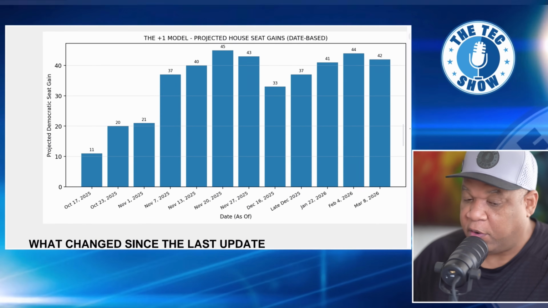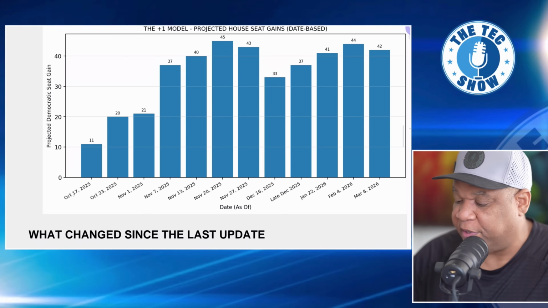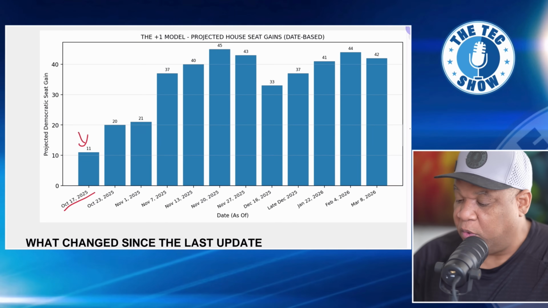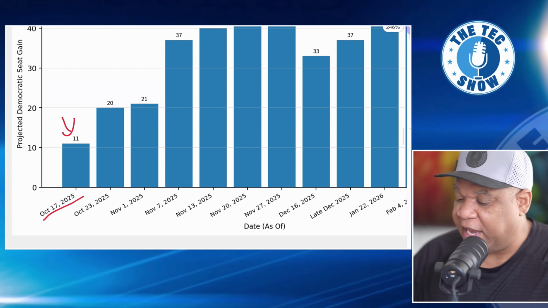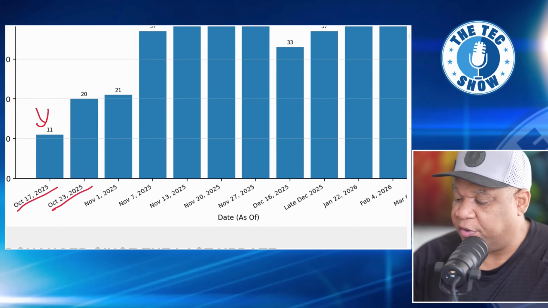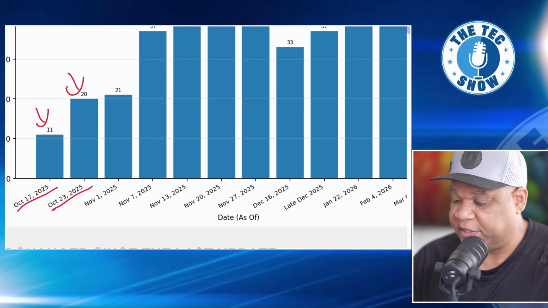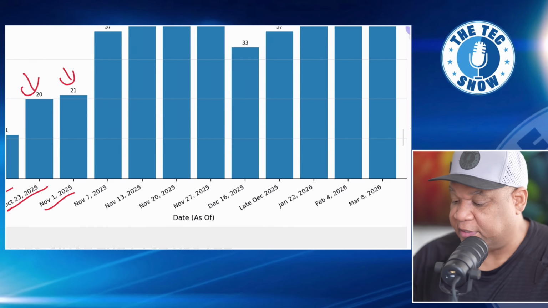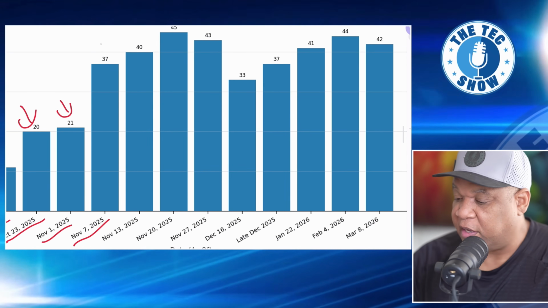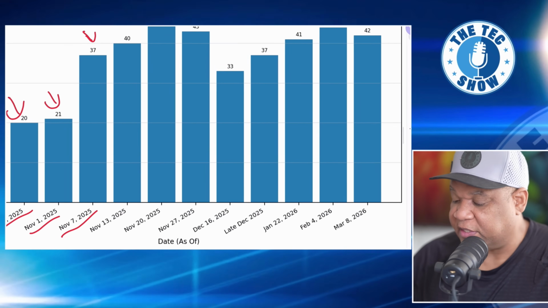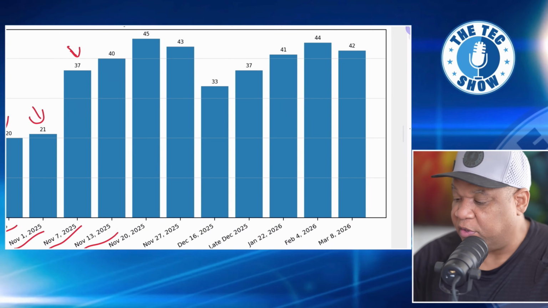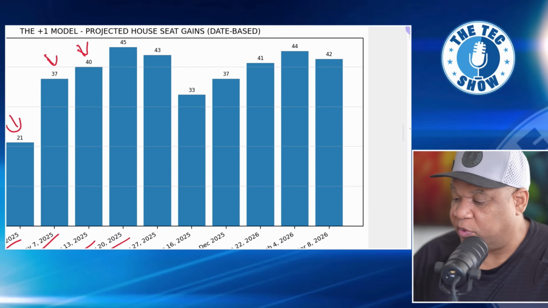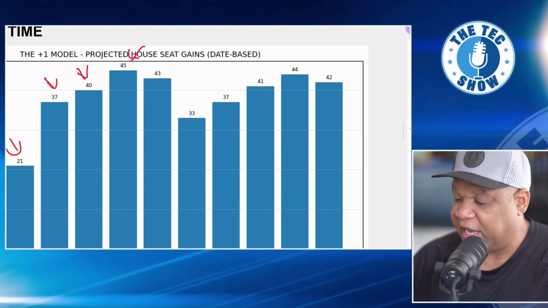But what I want to do is I want to go back to when we first started doing this. So we started doing this October of 2025. So back in October of 2025, we saw Democrats looking at gaining 11 seats. And then October 23rd, we saw Democrats set to gain about 20 seats. November 1st, 21 seats. November 7th, 37 seats. November 13, 2025, 40 seats. November 20th, 2025, 45 seats.